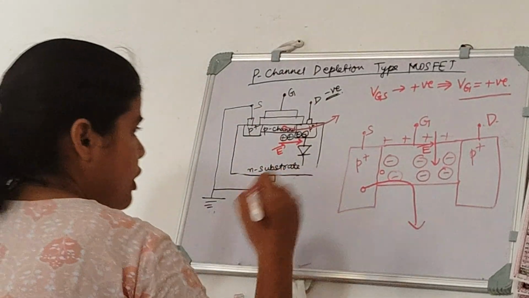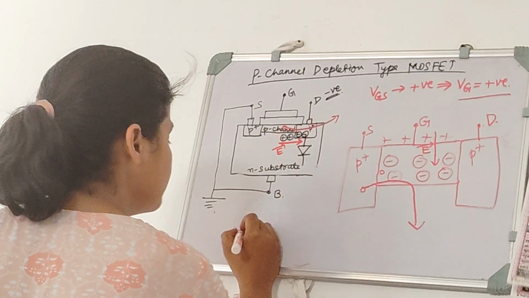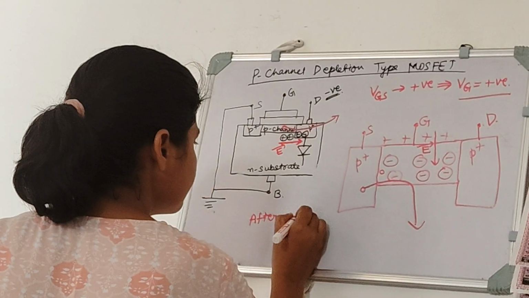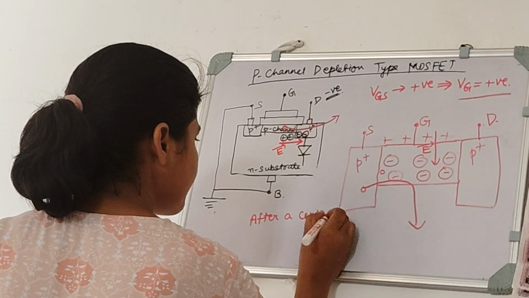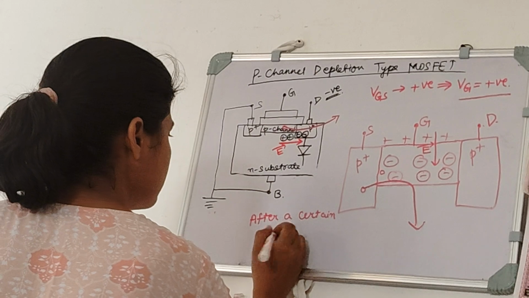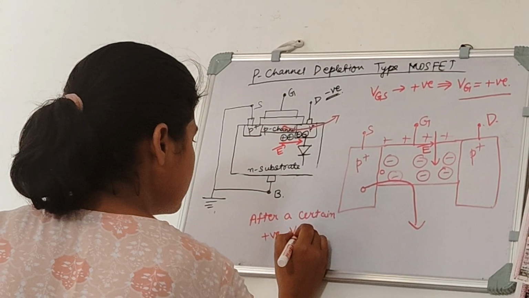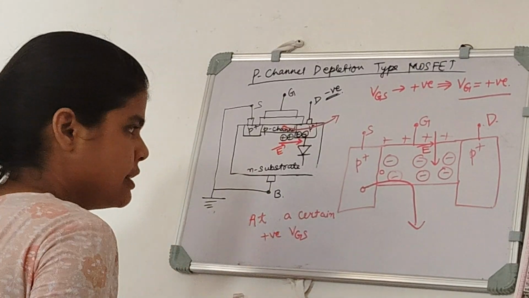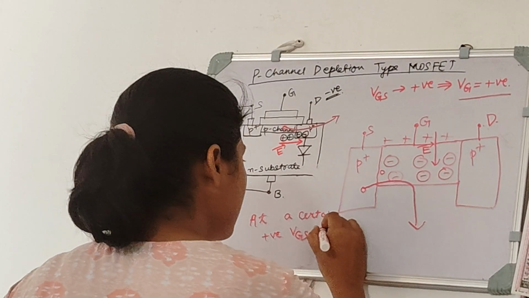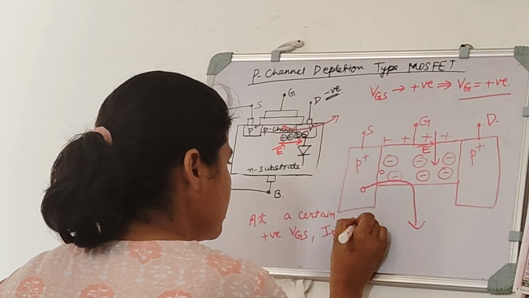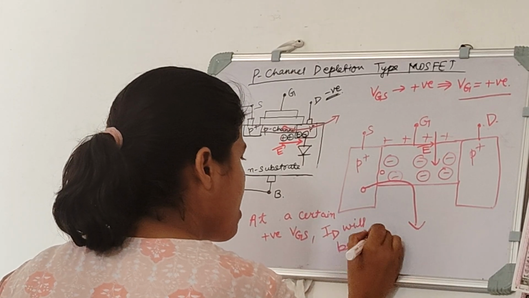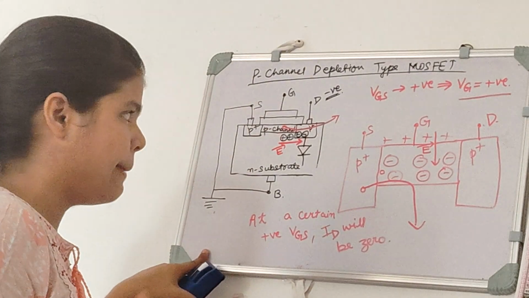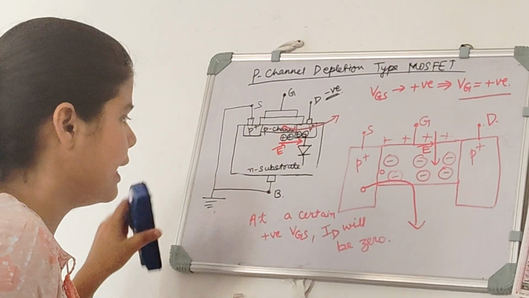So after a certain positive Vg, that is, we can say that at a certain positive VGS, our ID will be 0. Okay. Now we will see what happens when we apply negative voltage at the gate.